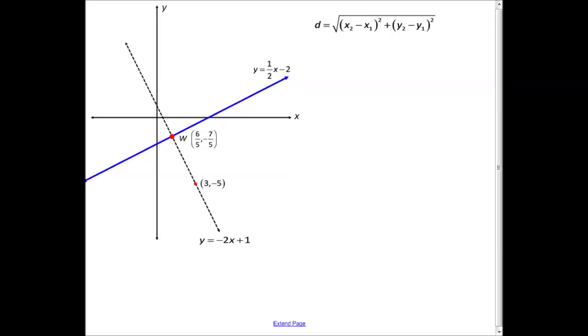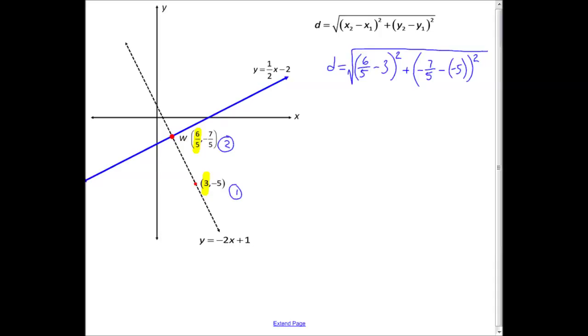And as we said earlier, you can use the distance formula to find the distance between point W and the point 3 comma negative 5. Calling the given point, point 1, and point W, point 2, we can substitute in where x2 is 6/5, comes from W, and x1 is a 3, coming from our given point, etc. Now, you could just plug this into your calculator and get an approximation, but we're going to work it through and get an exact result.